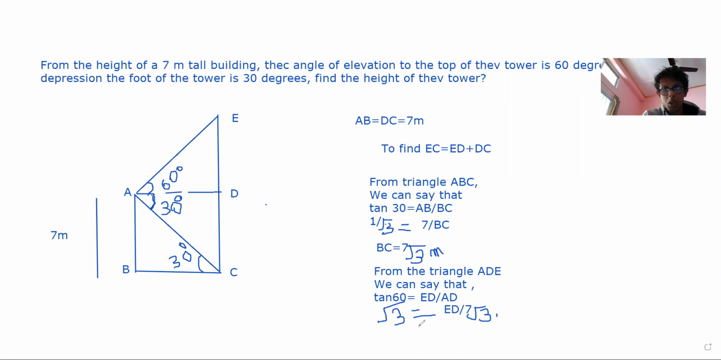Okay. So now we can say that this ED comes out as 7 into √3 into √3 is 3. So it's equal to 21 meter. Now, let us calculate what we are asked to calculate, that is the height of the tower, EC. See, EC is ED plus DC. We have already found out that DC is 7 meter and ED is 21 meter.